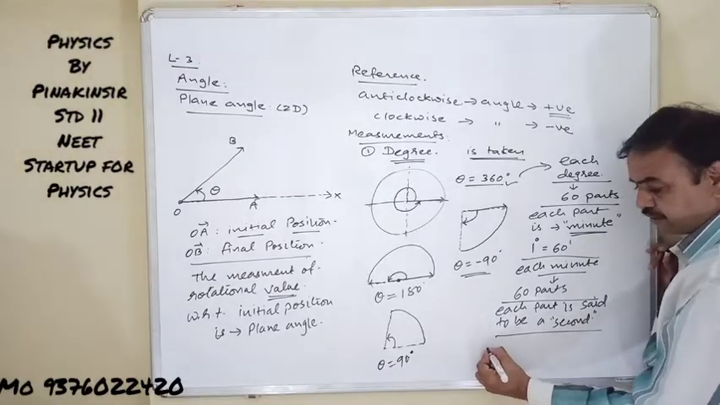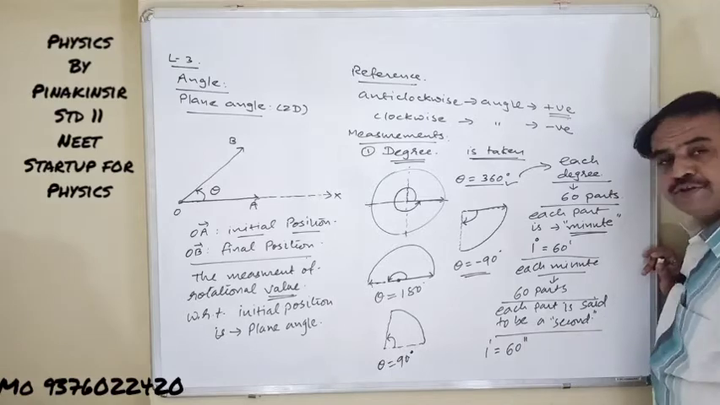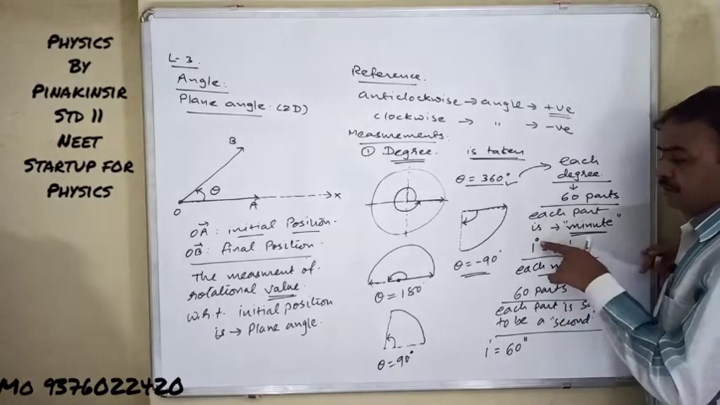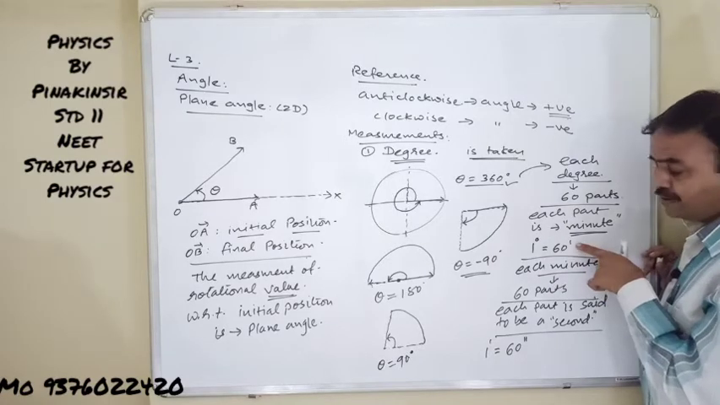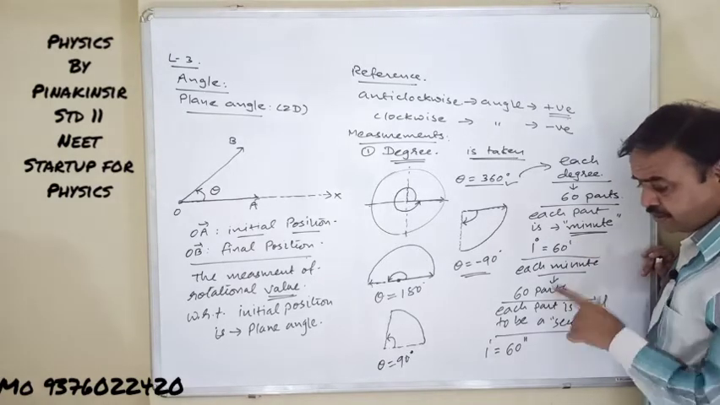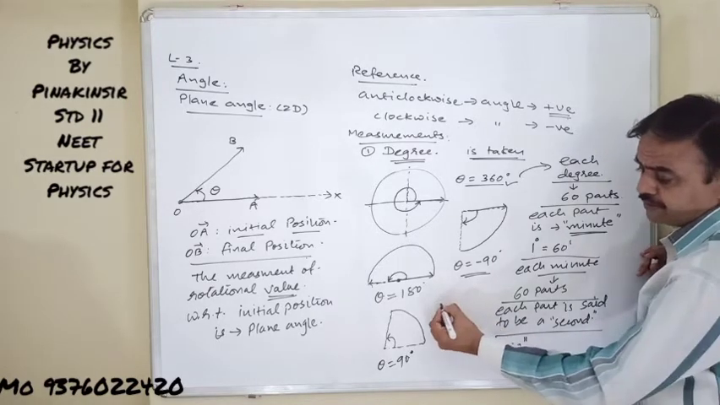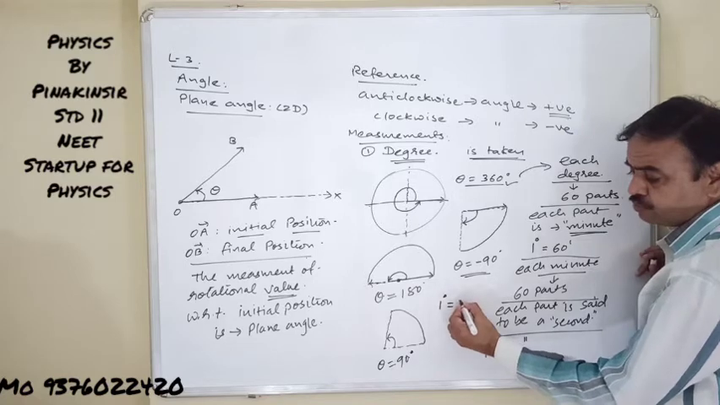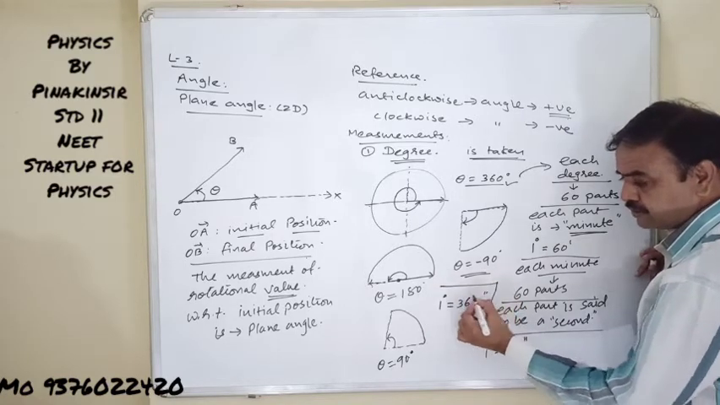Thereby you can say that 1 minute is equal to 60 seconds. See here, the symbol for degree is a small 0 on the topmost side. The symbol for minute is a dash, and the symbol for second is a double dash. Clearly we can say that 1 degree is equal to 3600 seconds, isn't it?